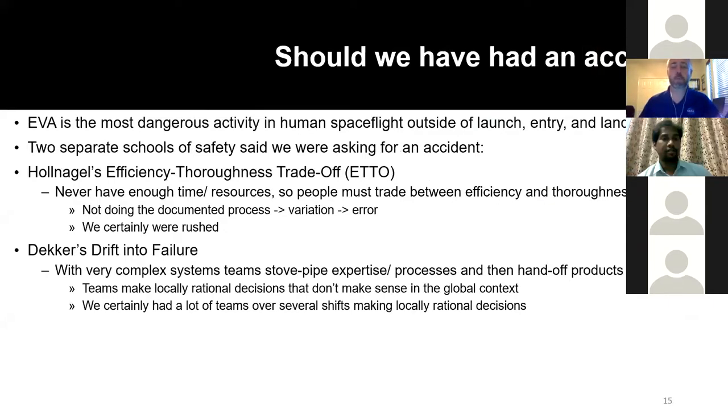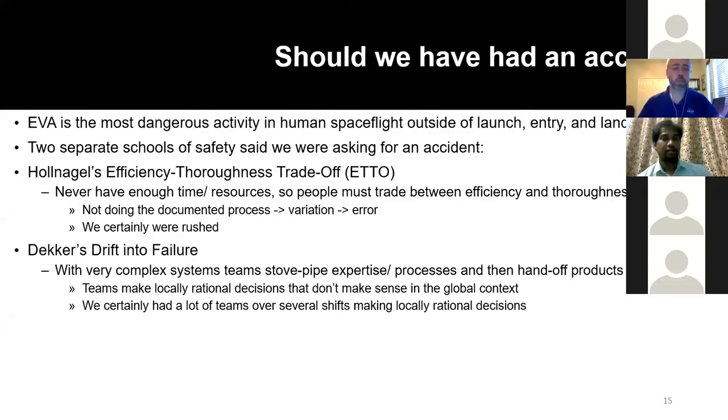Doing a spacewalk is the most dangerous thing that we do in human spaceflight outside of putting people on a rocket or coming through the atmosphere. And so you have to ask, even though we were successful in doing the spacewalk and solving the problem, did we just get lucky? And there are a lot of schools of thought on this. And the 2 leading ones, the ETTO and also the drift into failure, both say we should have had an accident. And the efficiency thoroughness trade-off is that the less time you give yourself to do your normal processes, the more likely it is you're going to have errors. And that, I think, just makes sense. So the more rushed you are, the more likely you are to have problems.